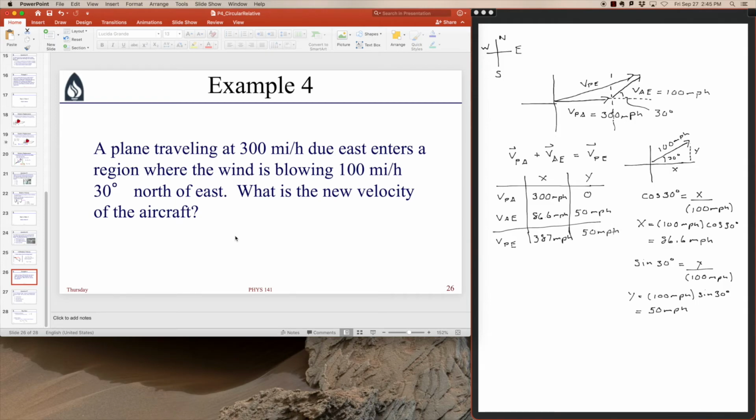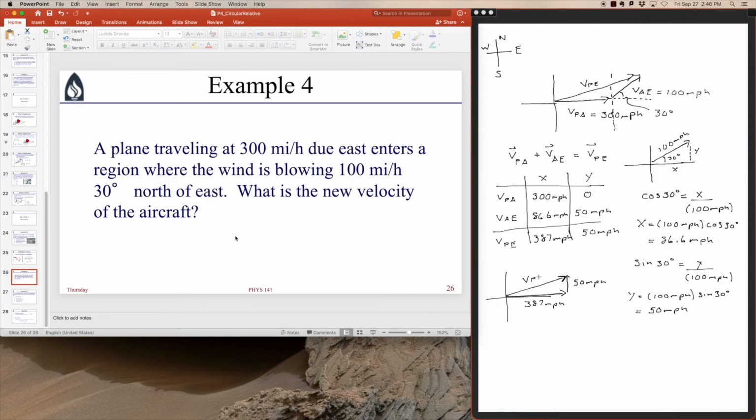So now I should draw my resultant vector, which is the velocity of the plane with respect to the Earth. So that's going to look like this. It's going to have a large component in the positive x direction, 387 miles per hour, and it's going to have a much smaller component in the positive y direction, 50 miles per hour. And the total vector will look like that. So this is the velocity of the plane with respect to the Earth.